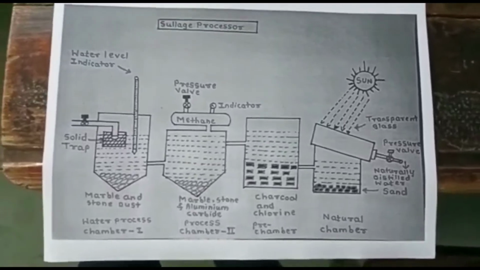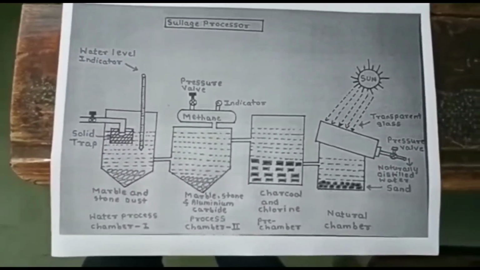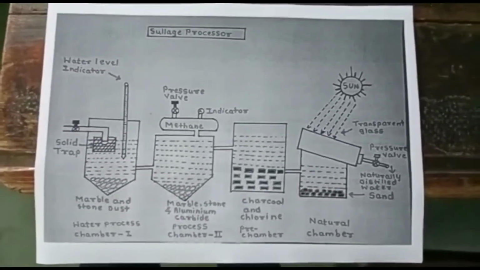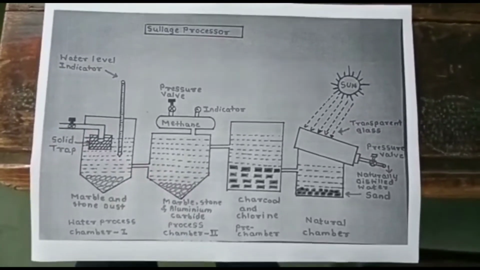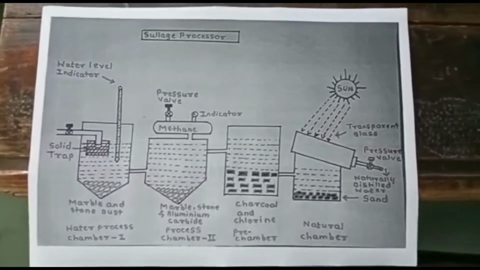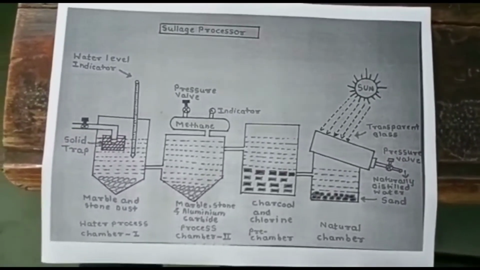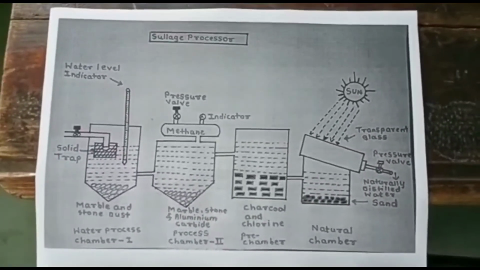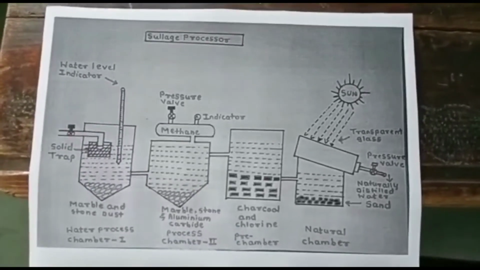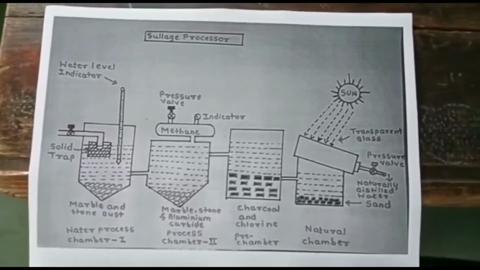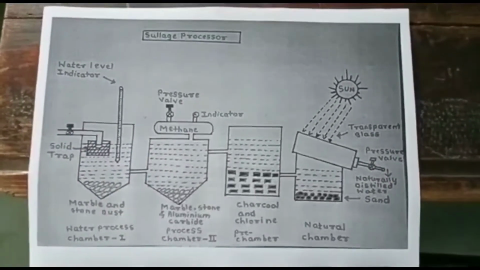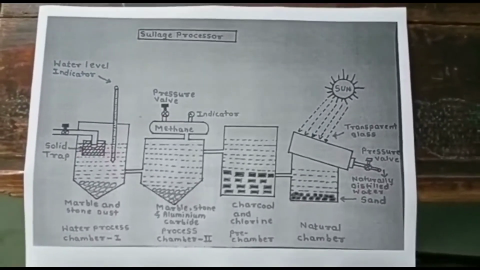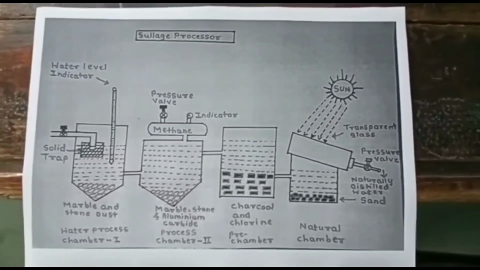Coming to chamber number 1, it consists of a container made of aluminium or plastic, or alternately we can also use cement concrete blocks. It consists of sewage water, also called wastewater, coming out from homes or industries. It also consists of a water level indicator. The basic purpose of the water level indicator in container number 1 is to indicate the water level. Then it also consists of a solid trap.